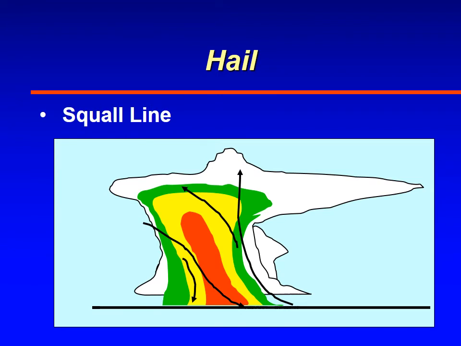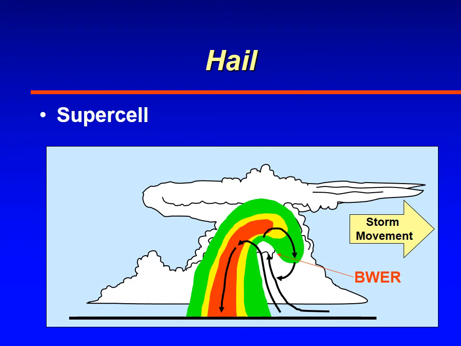And then the multi-cell squall line is a prolific hail producer just because it has such a strong updraft. Typically, you'll find overshooting tops, and wherever you have overshooting tops and a strong updraft, you can usually find hail also. And then finally, the supercell has a weak echo region that is encapsulated or bounded by stronger radar returns. So we call that the bounded weak echo region, or the BWER.